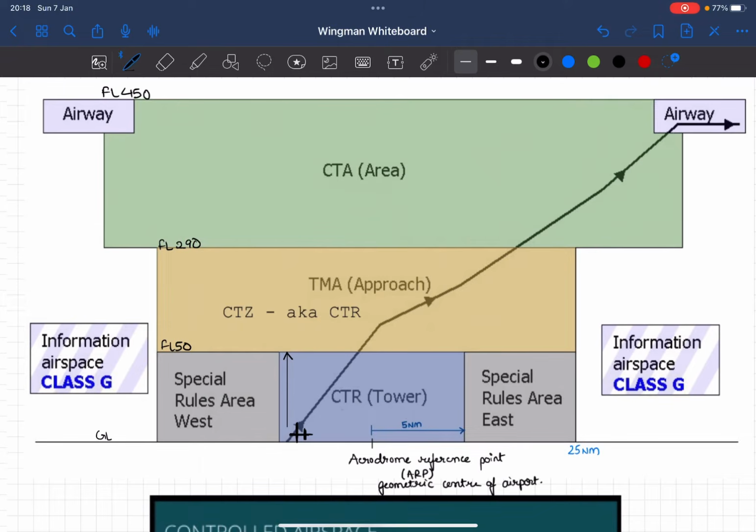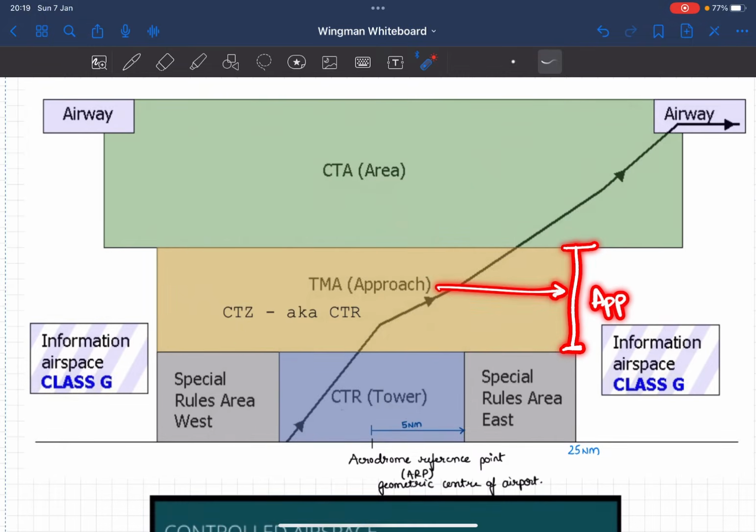After which, if you want to climb further up, you will have to contact the approach, because the approach's jurisdiction area starts from flight level 50 and goes up to flight level 290. That is its area. That is this, right? Flight level 50 to flight level 290. This is whose area? This is approach's area, right?